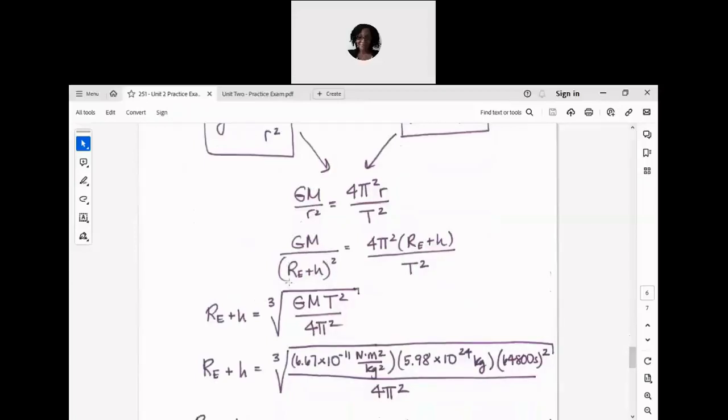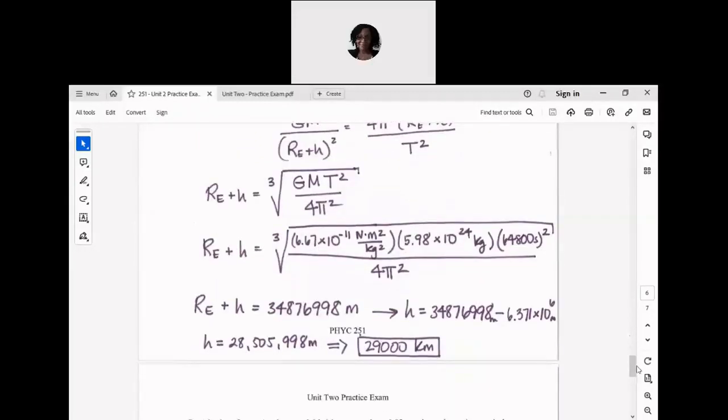I can plug in capital RE, so the radius of Earth, plus h, which is the altitude, in both of the locations where you see a lowercase r. Now I'm solving for the quantity RE plus h. That'll take a cube root of everything that's on the right-hand side. And then finally, I can just subtract out the radius of the planet in order to figure out h. So for an 18-hour period instead of a 24-hour period, the appropriate height would be something that I could express as 29,000 kilometers.